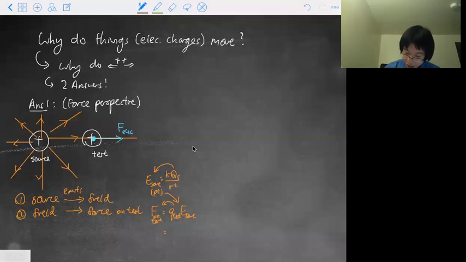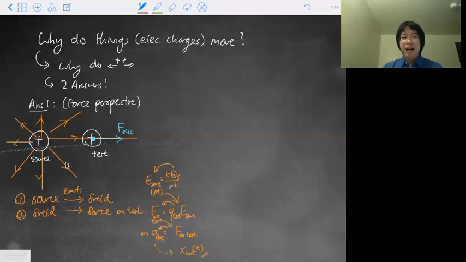Once you have the force, you can use Newton's second law on the test charge. Now you can calculate the acceleration of the test charge, and then you integrate all the way, and you find the ultimate holy grail, the x of t, of how this test charge will move. So step 1, step 2, step 3, step 4. This is how the source affects any charge that moves.